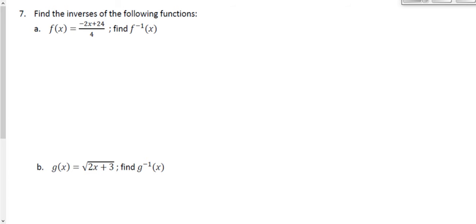So remember, to find an inverse, my main goal is to switch my input and my output. So whatever I have to do to make that happen, I have to switch those. So in this function, my original function f of x has an output f of x when I plug in x. So my first job is to switch those two terms.